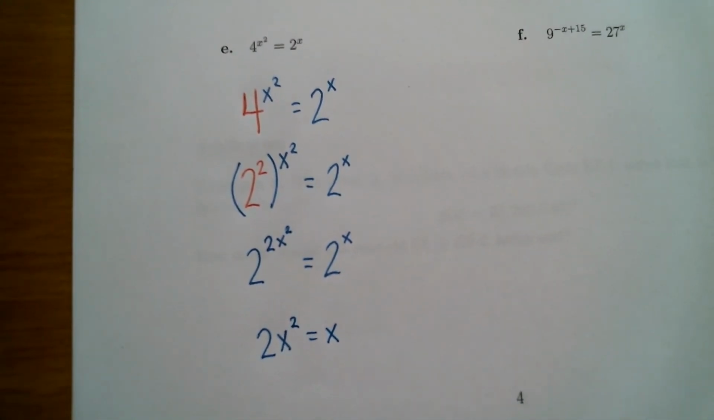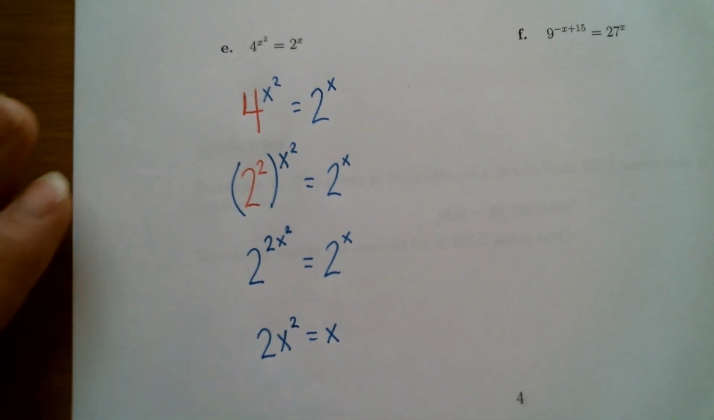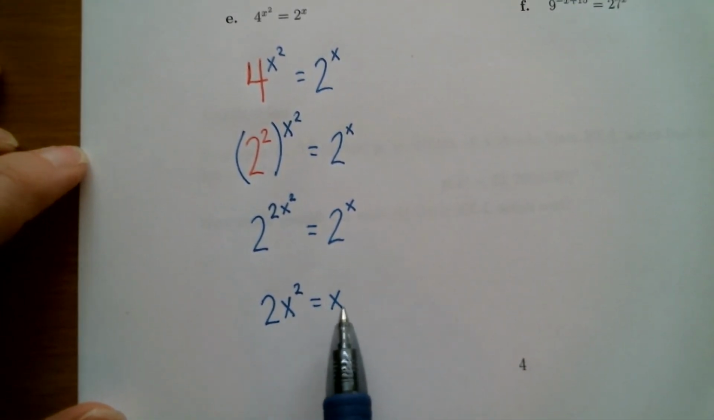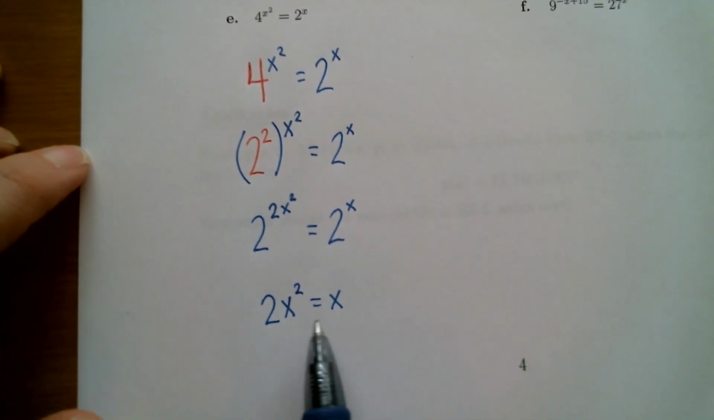Okay, I cannot emphasize enough: you cannot equate the exponents until you have one power of the base equal to another single power of the base. All right. So now your x's are out of the exponent. This should be an equation that you know how to solve prior to this section.